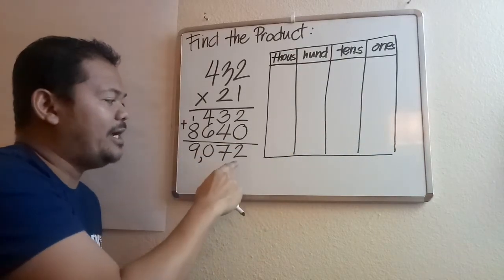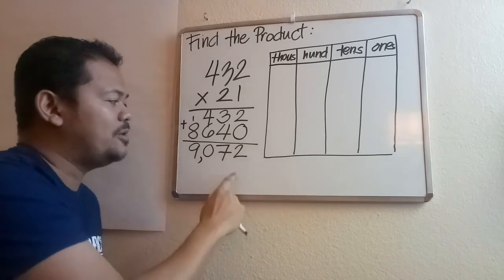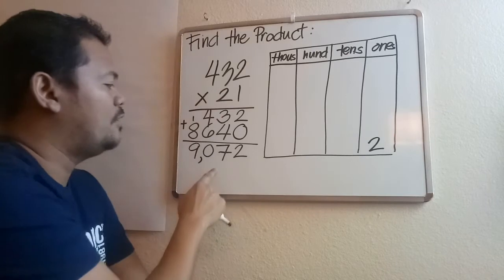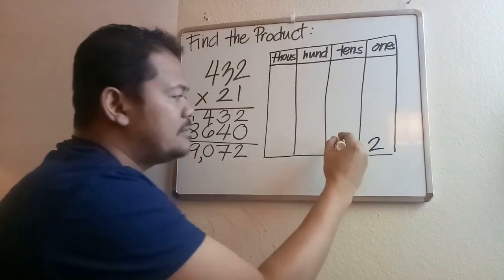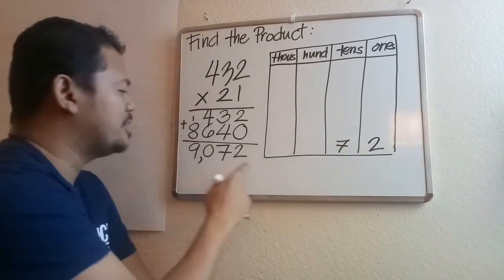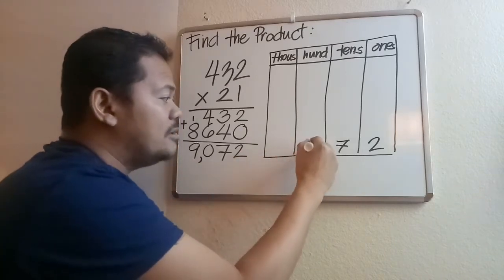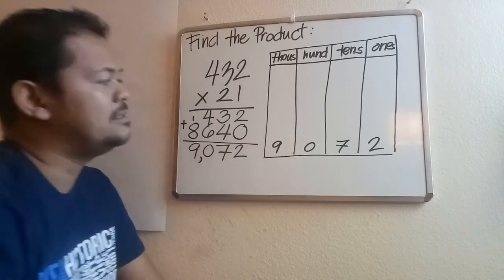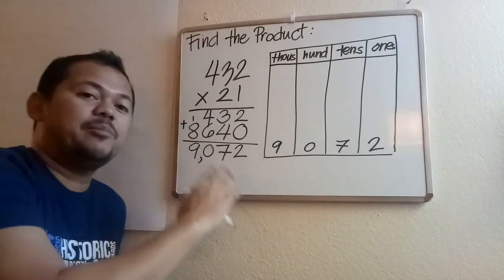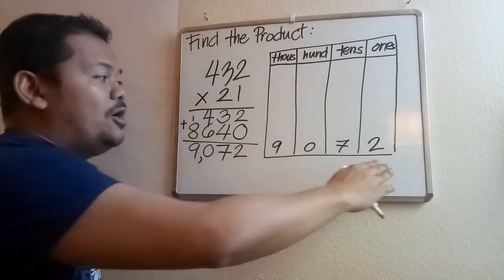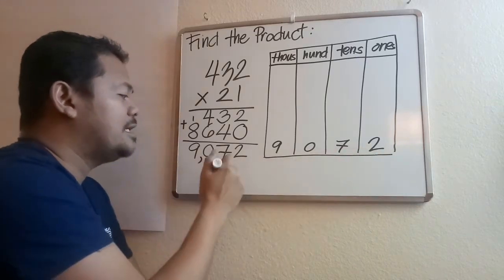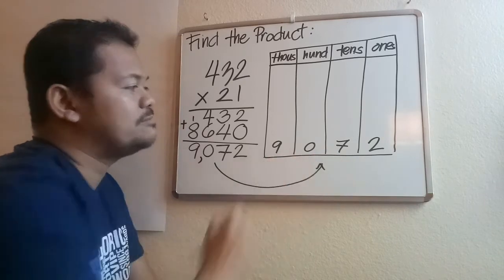Now, let's try to write your answer below. So we got here for ones, we got here 2. For tens, we got here 7. For hundreds, we got here 0. So right here 0. And for thousands, we got here 9. There you go. That's the time you may write your discs based on the number that you wrote here in your place value below that came from these numbers.